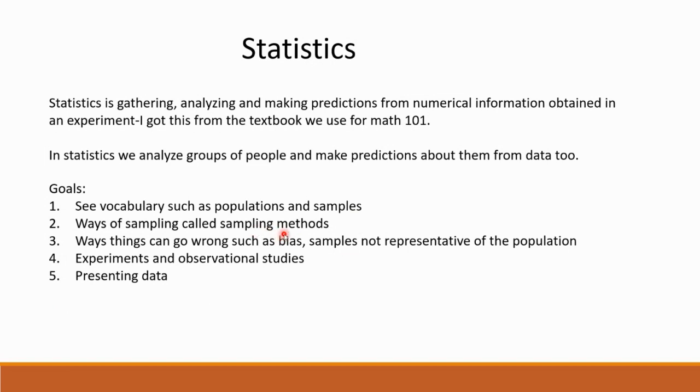What you want to happen with sampling methods is you want your sample to be representative of the entire population. That's what you want. So there are things that can go wrong, though. Like you can have a sample that's not representative of the population. And there are different kinds of things like experiments you can do, and then there are things called observational studies. We'll get to that. And then, of course, like I said, you have to present the data and conclusions. We'll get to that as well.